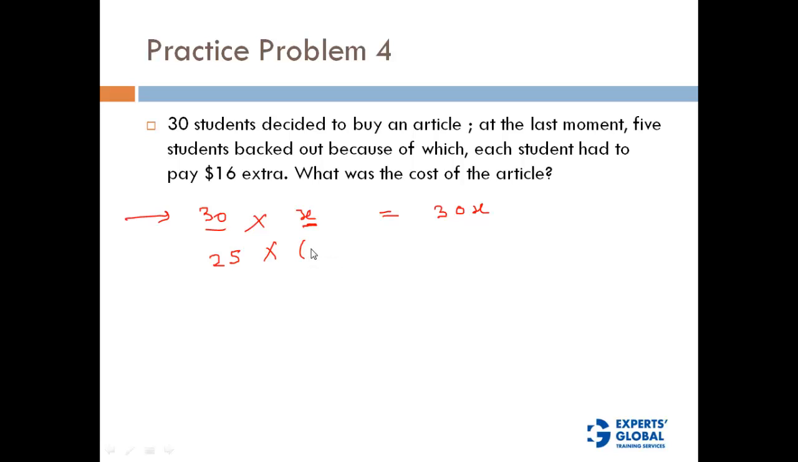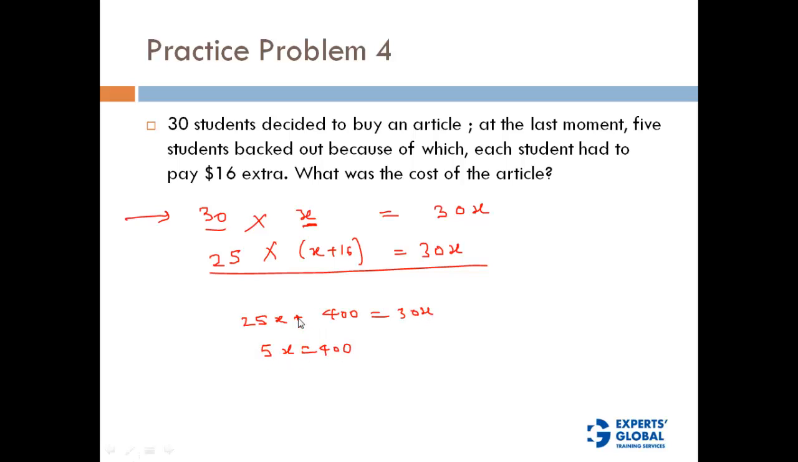They have to pay $16 extra. The cost of the article anyway remains the same. Correct? So we get this equation. Let's solve that for X. We get 25X plus 400 is equal to 30X. So that means 5X is equal to 400. That gives us X is equal to 80.